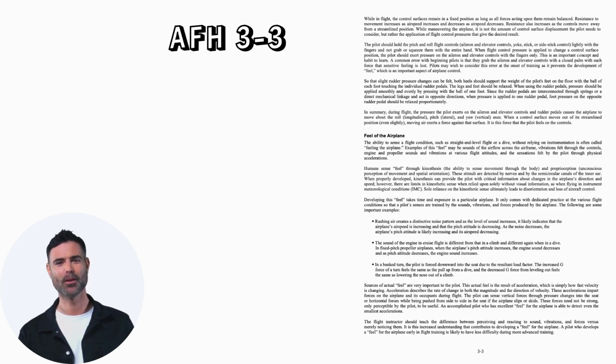Humans sense feel through kinesthesis, the ability to sense movement through the body, and proprioception, unconscious perception of movement and spatial orientation. These stimuli are detected by nerves and by the semicircular canals of the inner ear. When properly developed, kinesthesis can provide the pilot with critical information about changes in the airplane's direction and speed.